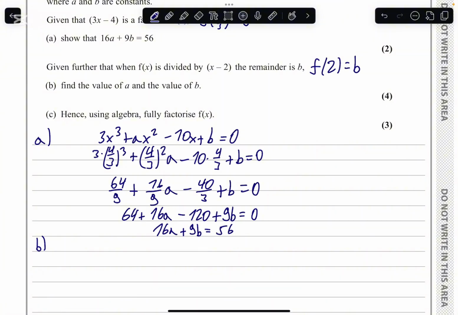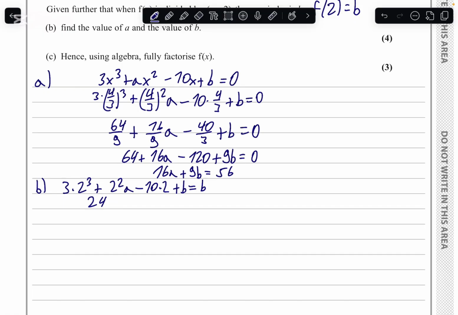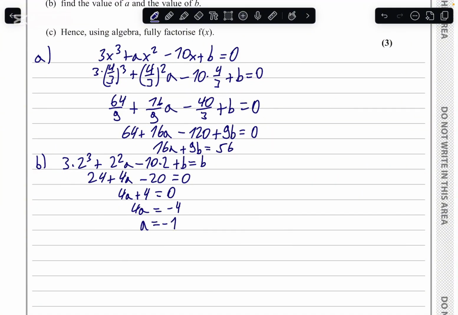So if we substitute x for 2 in the above equation, we'll get 3 times 2 cubed plus 2 squared a minus 10 times 2 plus b is equal to b. Solving this, we get 24 plus 4a minus 20 plus b. If we take this b to this side, we get minus b, so plus b minus b is just 0, leaving us with equal to 0. So 4a plus 4 is equal to 0. 4a is equal to minus 4. So a is equal to minus 1.